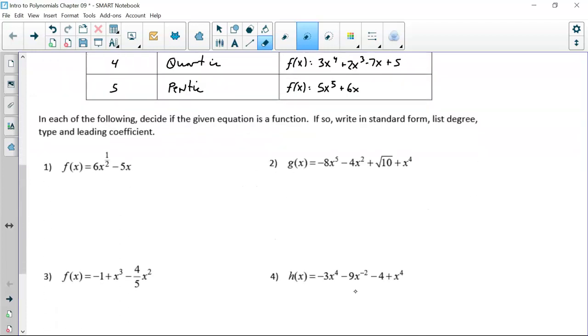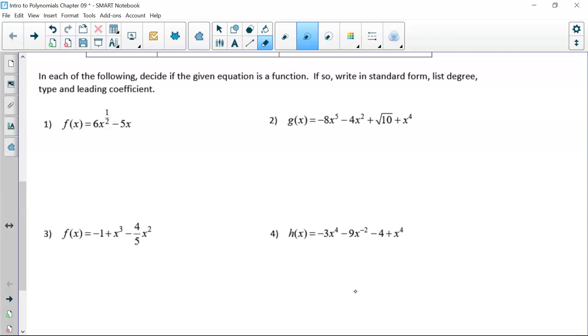Next, we're going to be talking about, are these functions? And if so, we're going to write them in standard form, list the degree, the type, and the leading coefficient. So what we're looking for here is we're making sure that all of our exponents for the variables are whole numbers and that they all are positive. So for number 1, because of that 1/2 power, it is not a function. Not a function. And that's because of that x to the 1/2. So we're not going to answer the other parts.